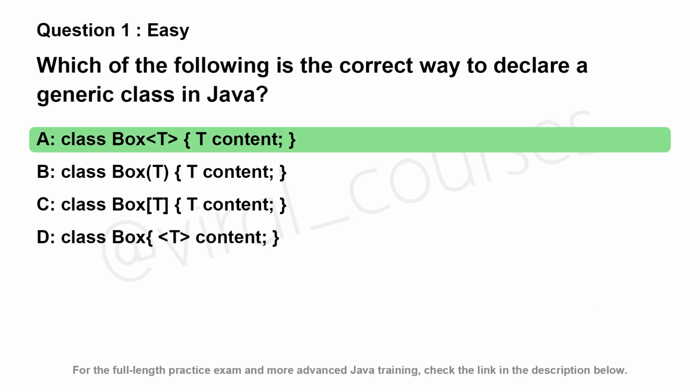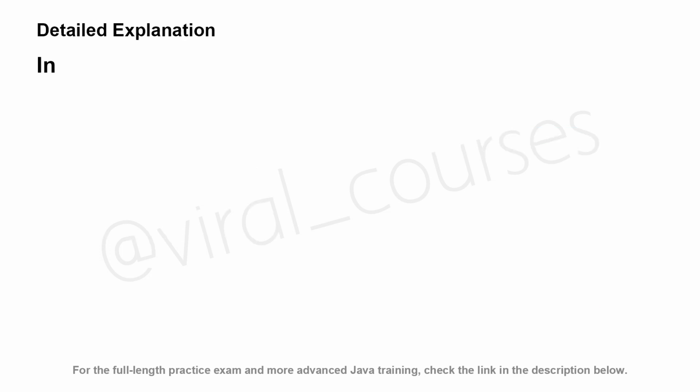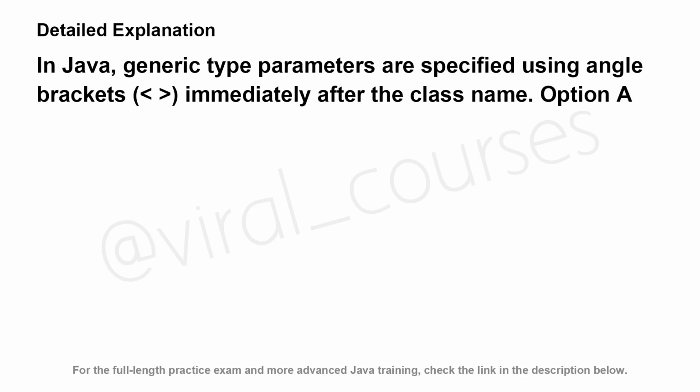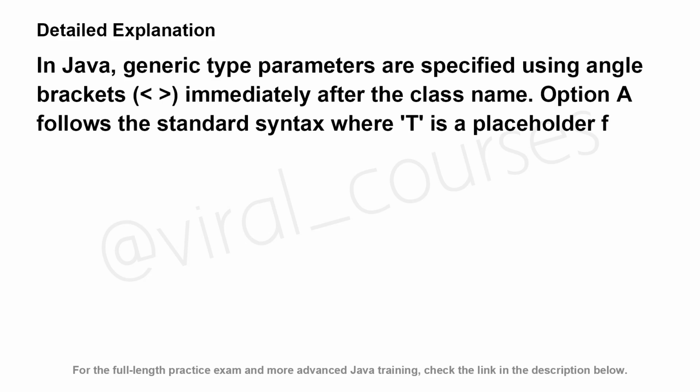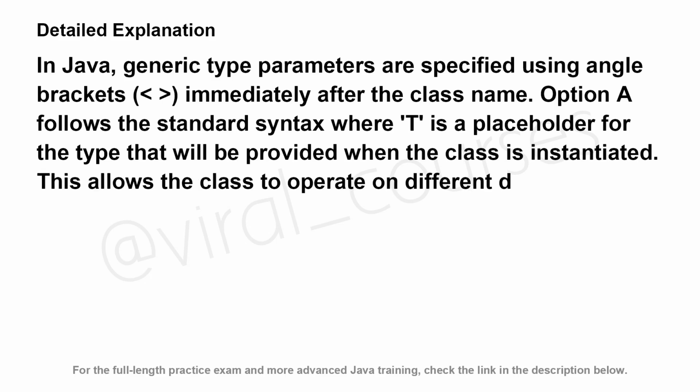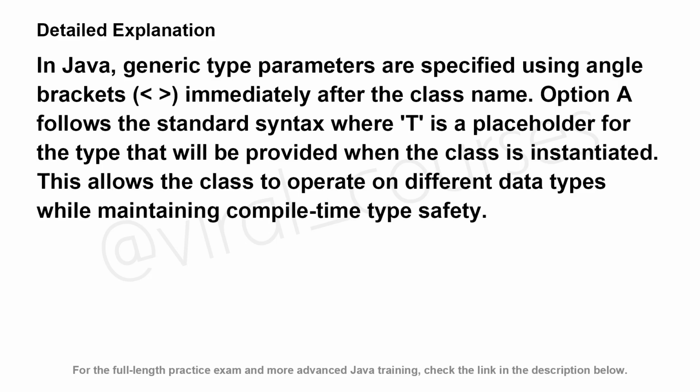The correct answer is A. In Java, generic type parameters are specified using angle brackets, less than, greater than, immediately after the class name. Option A follows the standard syntax where T is a placeholder for the type that will be provided when the class is instantiated. This allows the class to operate on different data types while maintaining compile time type safety.